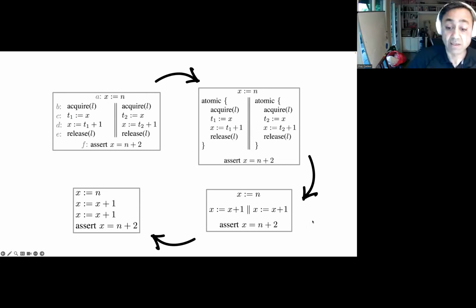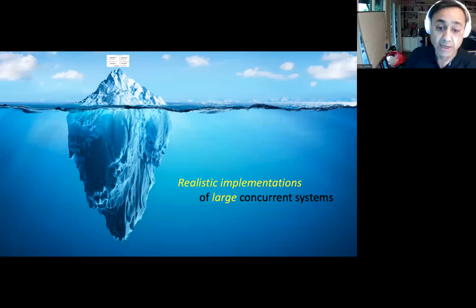Now we can simplify it even more. We recognize that if you have two increments happening in parallel, they might as well happen sequentially because the order doesn't matter. And finally, we have a sequential program, and that's very easy to verify, either by a human or automatically. Okay, so this is the general story. And this example might seem very trivial to you, but I want to assure you that this is simply the tip of an iceberg. If you want to move towards realistic implementations of large concurrent systems, you are going to face this kind of problem over and over again in a much larger context.